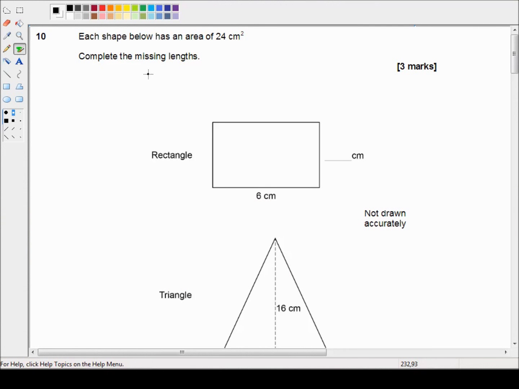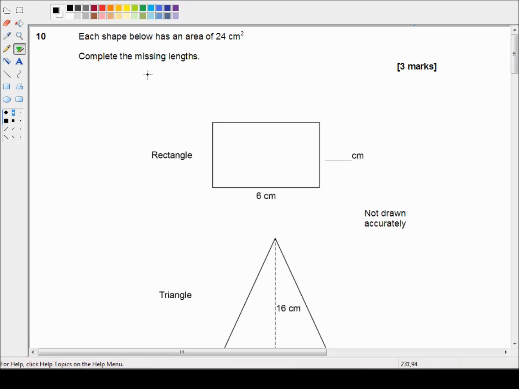In this video we're going to be looking at the AQA 8300 series. This is the third paper in the foundation tier. It's from the June 2017 past papers. It is a calculator paper, so we are allowed to use calculators.